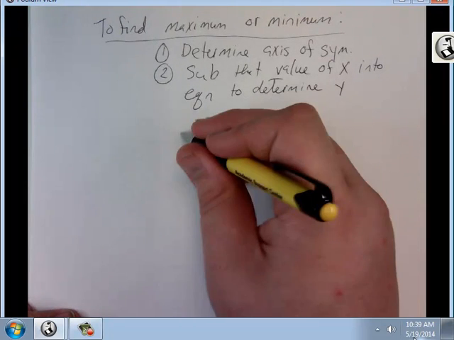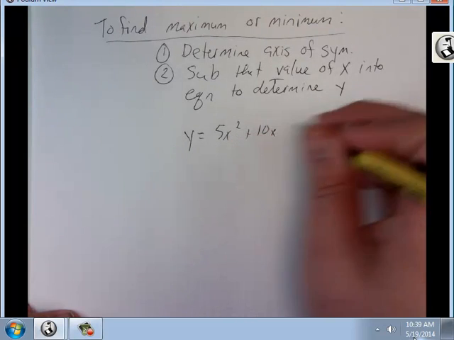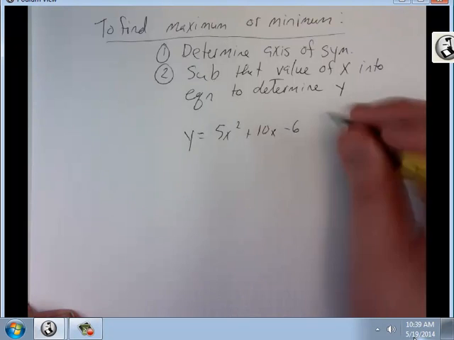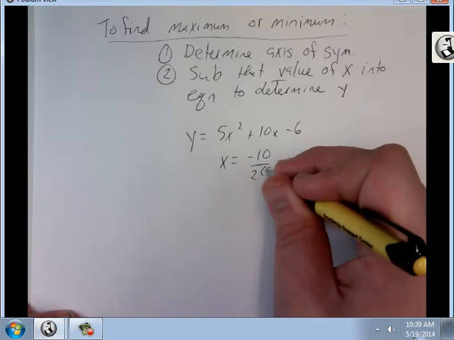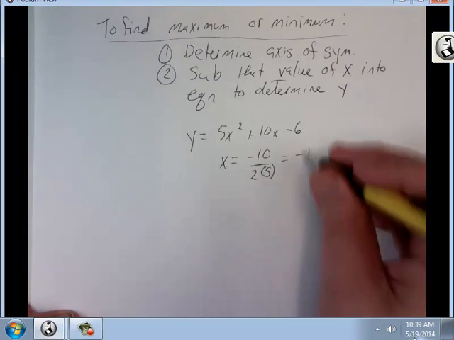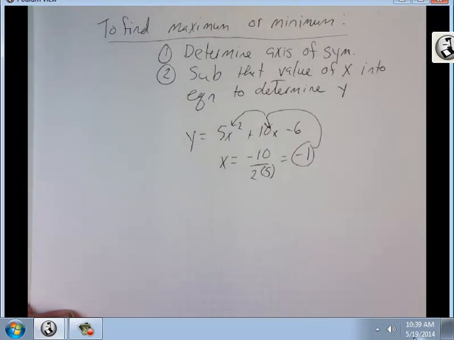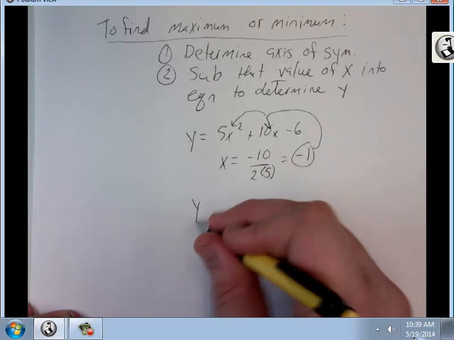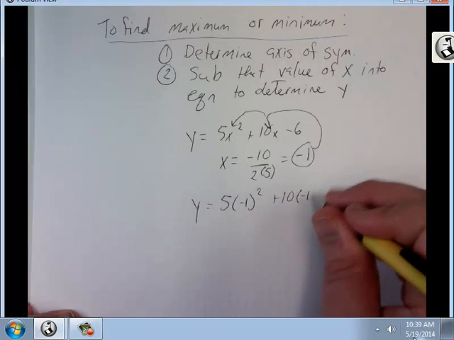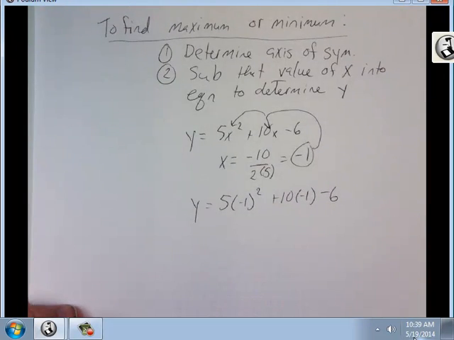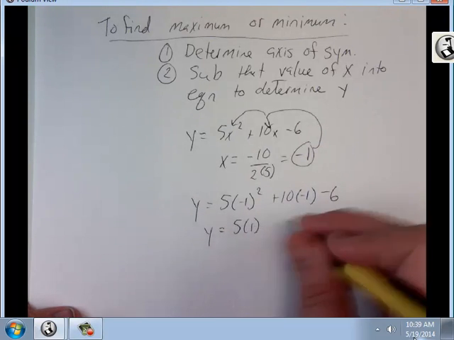So we're going to take the same parabola that we just did. y equals 5x squared plus 10x minus 6. Remember, we found that x equaled negative 10 over 2 times 5, which was negative 1. We're going to take this and put it back in up here. So I get y equals 5 times negative 1 squared plus 10 times negative 1 minus 6.